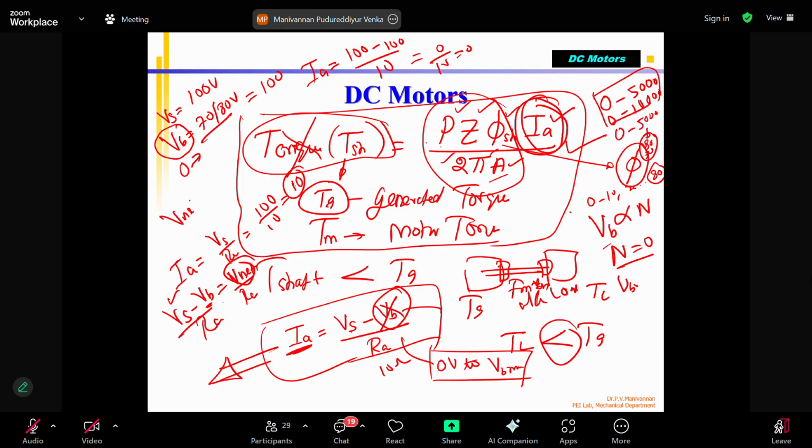V net should never become 0. If it becomes 0, IA will become 0. Then automatically the motor torque also will become 0. Motor torque 0 means the motor will stop. It won't rotate. So that's how it is designed. VB will always be lesser than V supply.